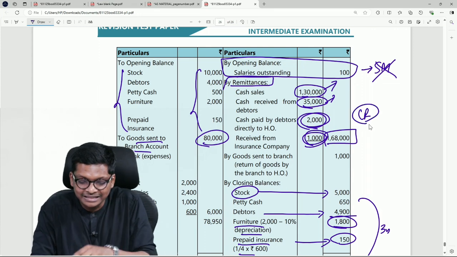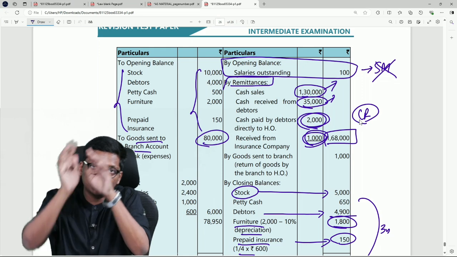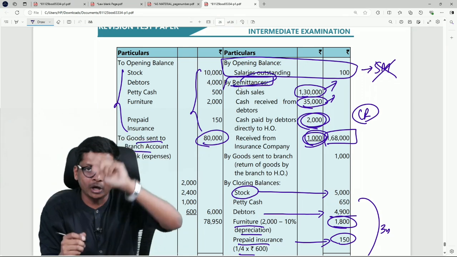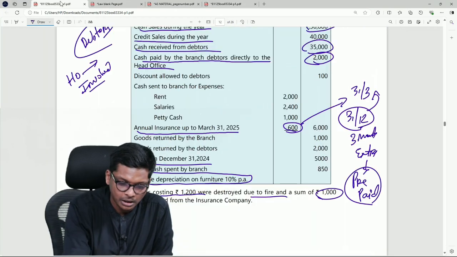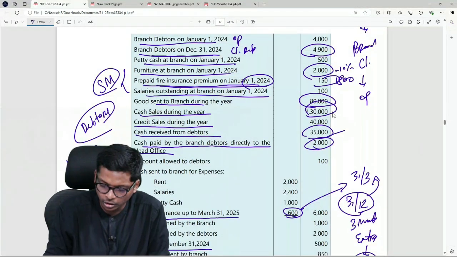Why is this on the credit side of branch account here? Because head office will get this remittance back. For them it's debit, for branch it is credit. So I hope this also you have understood. So we have finished accounting all of this.